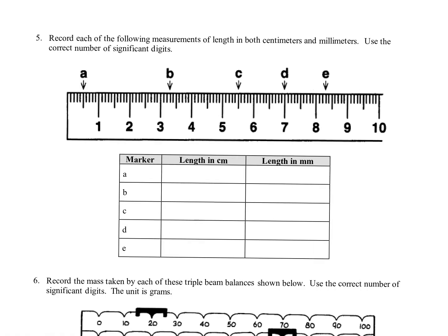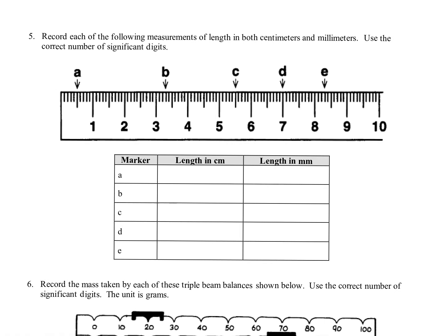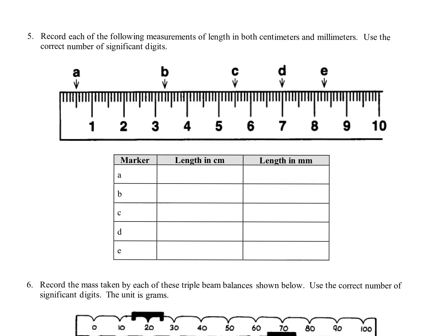Okay, so for number 5, here's a ruler. And there's just 5 points on the ruler. That's what this A, B, C, D, E is. So there's a lot of space here in this column. You don't write anything else in this column though, okay? So then we're just gonna practice measuring what's the length in centimeters and then what's the length in millimeters, okay?